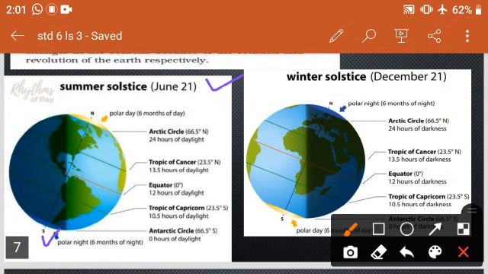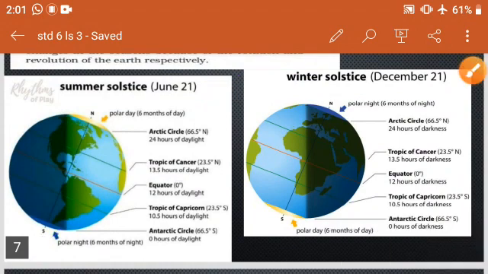So it is 6 months of night in the south region, and it is 6 months of day in the northern poles. So this is called summer solstice. It occurs on 21st June. The day is longer as compared to the night. Now winter solstice. In winter solstice we see that it occurs on 21st December. The North Pole is getting no sun rays, so there is 6 months of night in the North Pole, and there is 6 months of day in the South Pole.